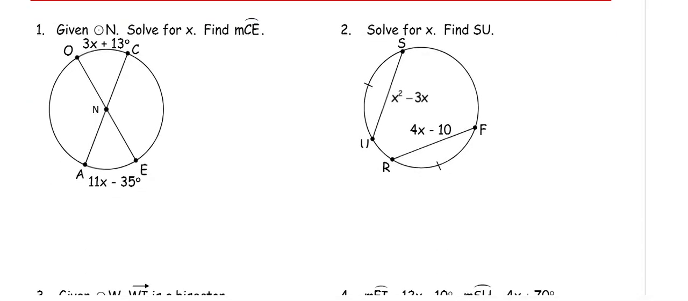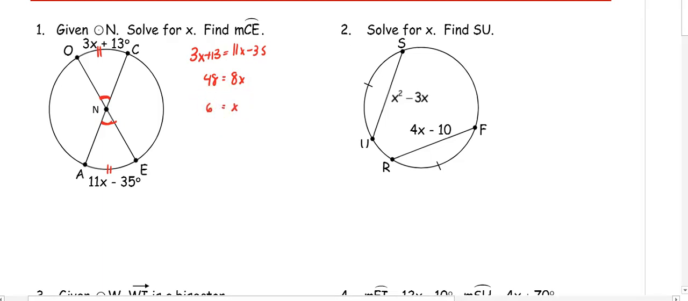In number one, given circle O, we want to solve for x. So if I look at this, I see that this is a crossing lines, which creates vertical angles. So our vertical angles are congruent, which means that these arcs are congruent. So we would have 3x plus 13 is equal to 11x minus 35. Then I go through and I solve for x. So 8x would equal 48. Divide by 8 on both sides, so x is 6.